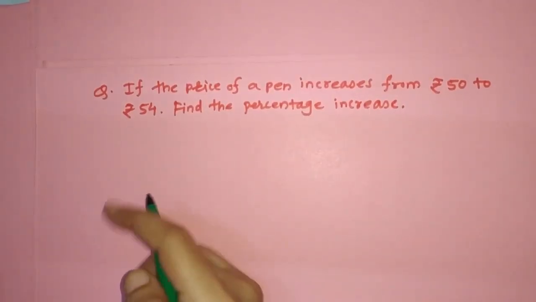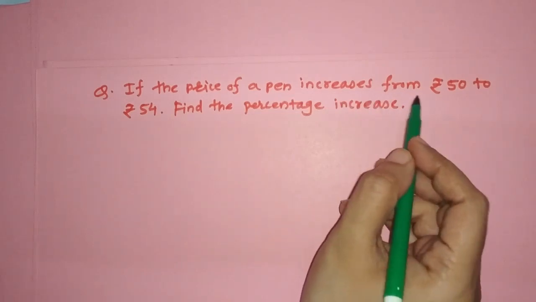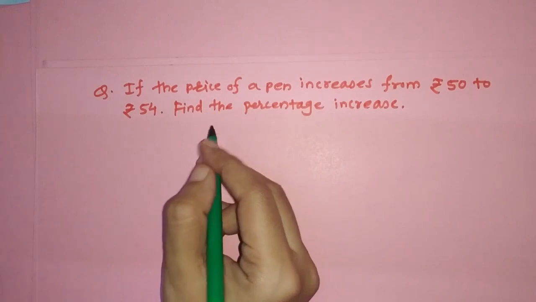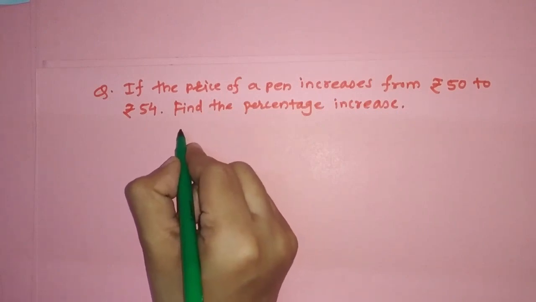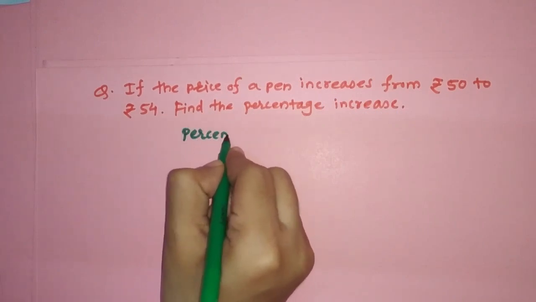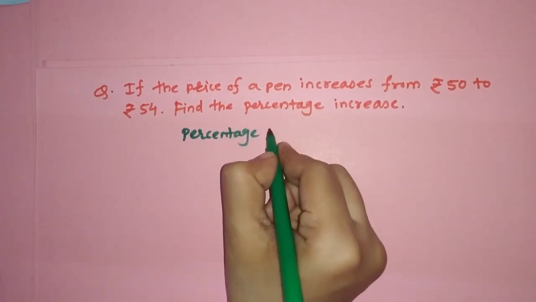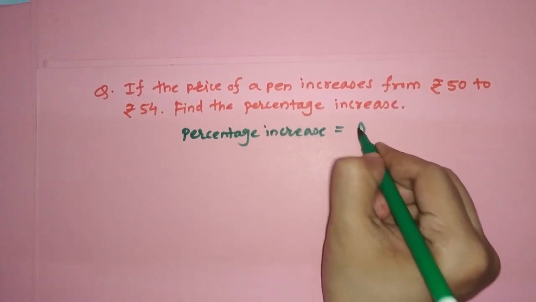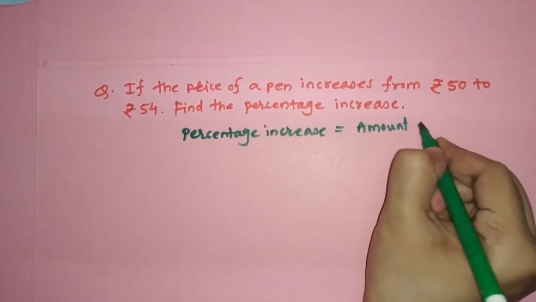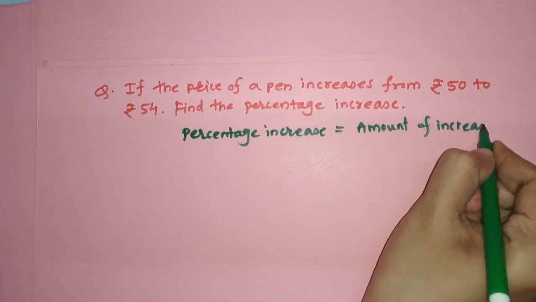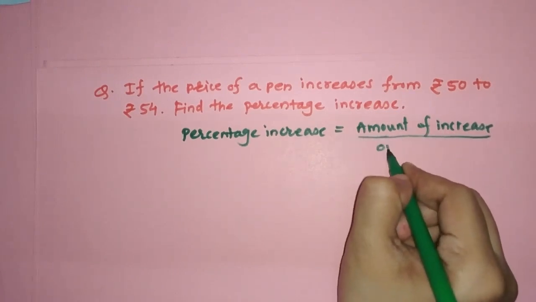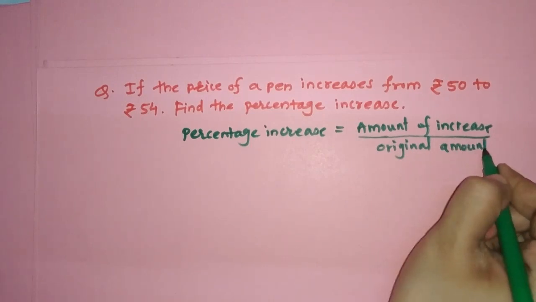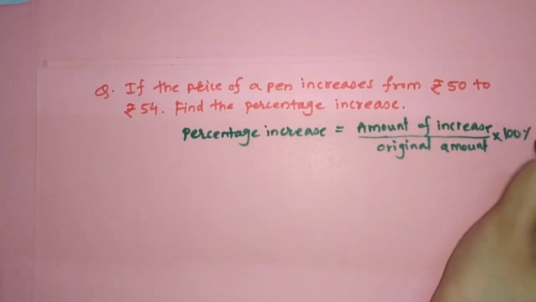So now friends, the next question is, if the price of a pen increases from rupees 50 to rupees 54, find the percentage increase. So first of all, in order to find the percentage increase, we need to write down again the formula. We'll write down whatever the amount of increase is here, and we'll compare it with the original value, or you can say the original amount. So we'll write down here original amount, and then we'll multiply it by 100%.